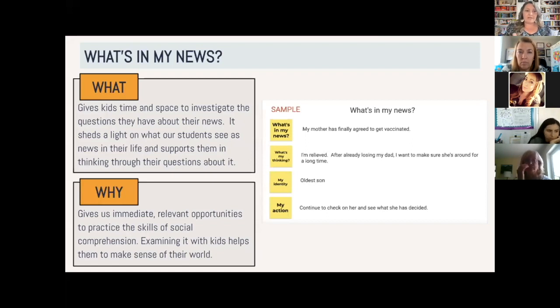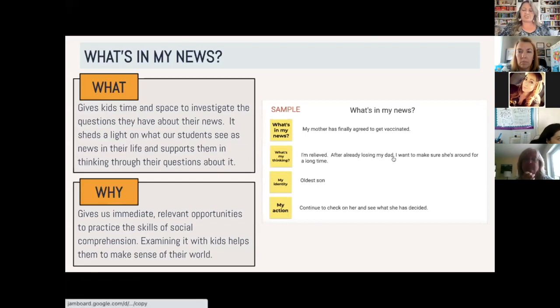Why would we do this? It gives us those immediate, relevant opportunities to practice the skills of social comprehension. So it gives the kids those opportunities, and us examining it with kids helps us to make sense of what's going on in their world. So what does it look like?